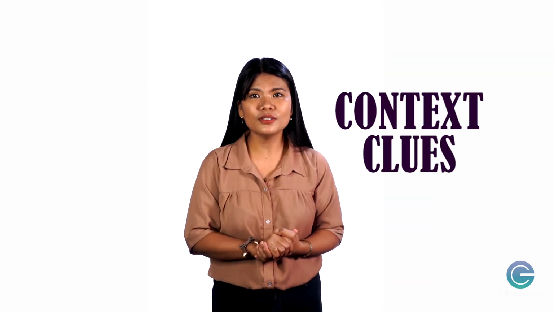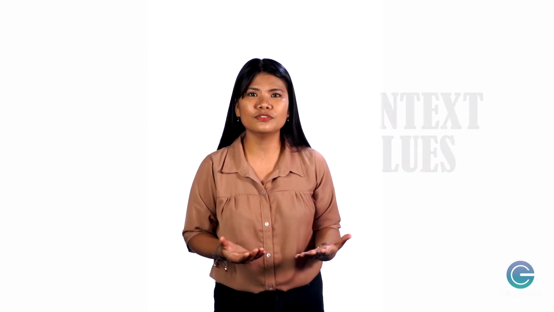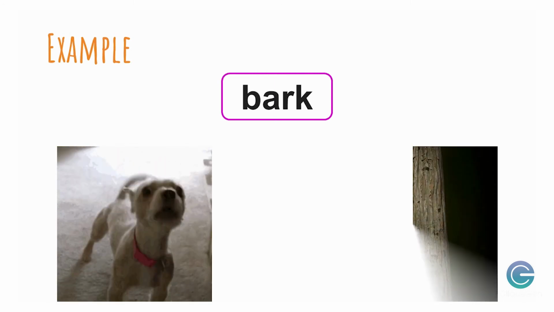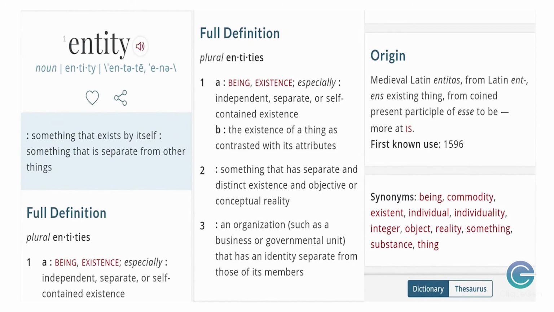Remember, context clues found in the sentence or the paragraph will still be helpful while using a dictionary. This will help you apply the appropriate meaning of the word. Let's take a look at the following example. The word bark. Bark of the dog and the bark of the tree. Some dictionary entries contain the etymology or the word's origin, its usage, and related words.